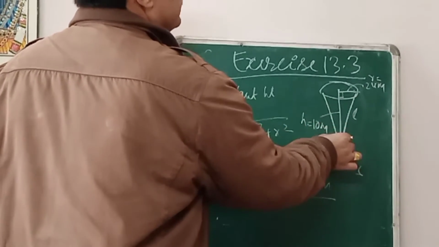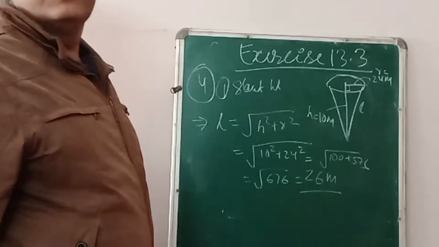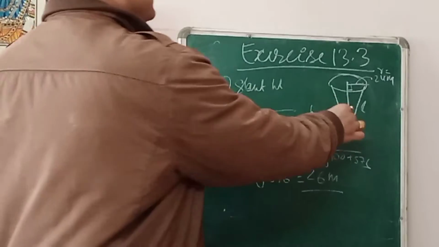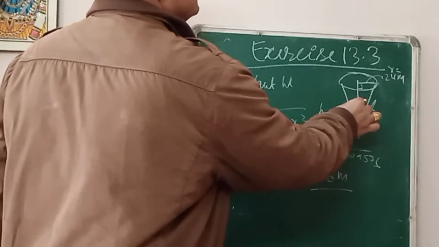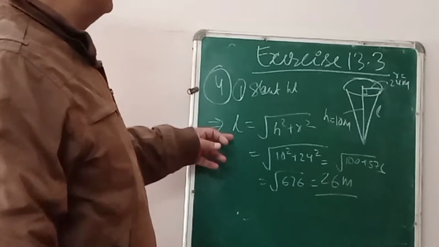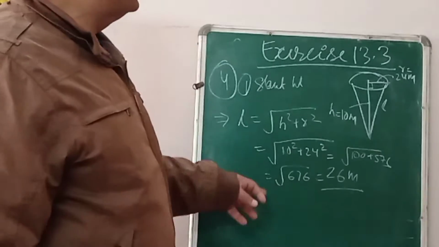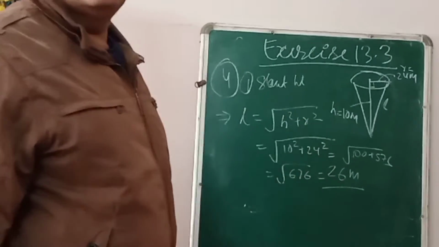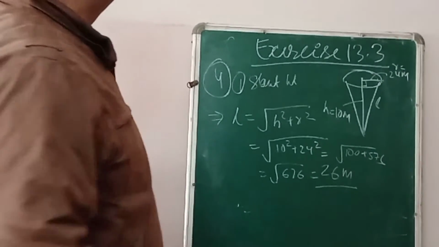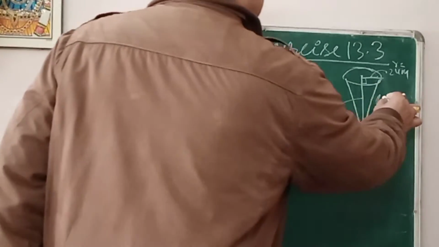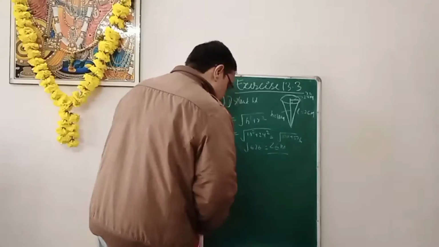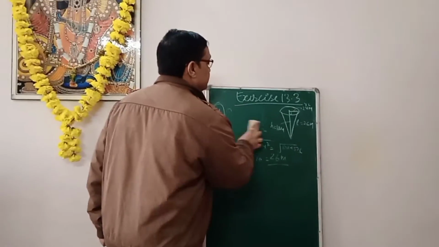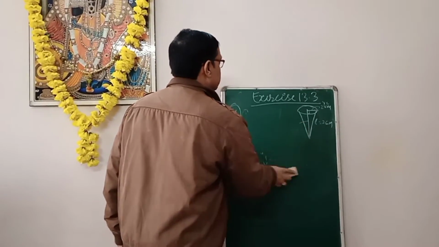We know this is a right circular cone, so this forms a right angle triangle. This square is equal to this square plus this square. So L is equal to under root h square plus r square. We have put all the values and we got the value of L. So L now we know as 26 meter.